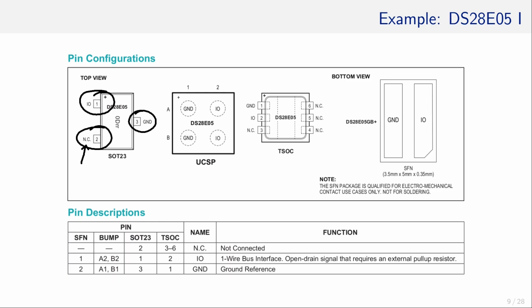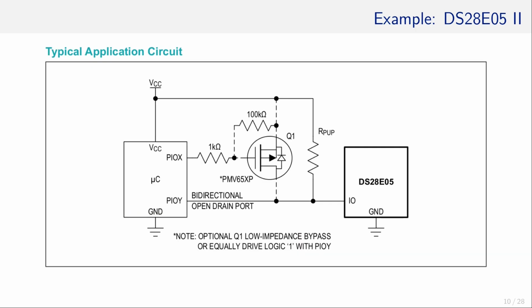Same with the EEPROM in other packagings like the UCSP or the TSOC. In all 3 cases, only 2 pins are used. How does that work? Here is a small circuit diagram showing how the EEPROM is to be hooked up to a microcontroller on the left. The ground pin of the EEPROM is connected to ground. However, the I/O pin right here is connected to VCC right here through this pull-up resistor.